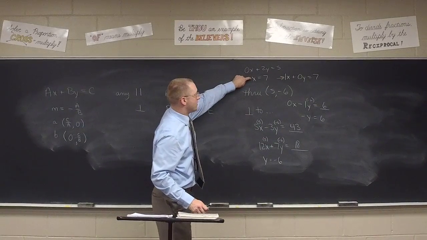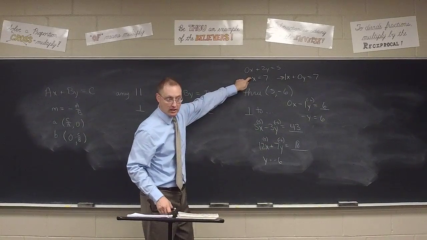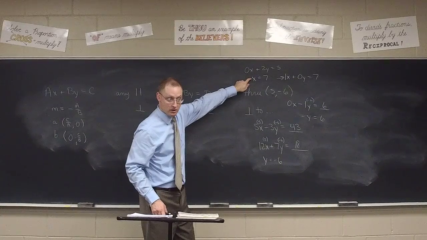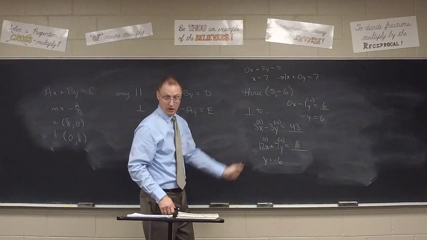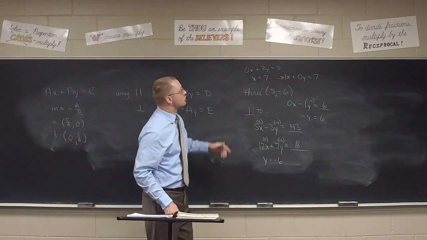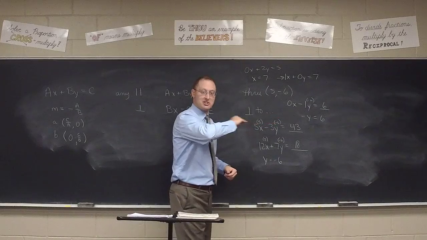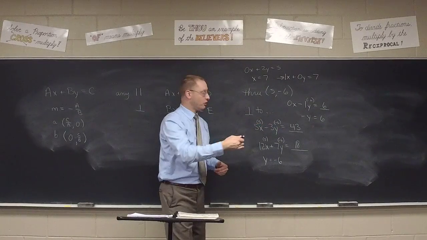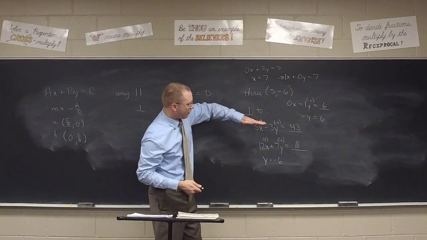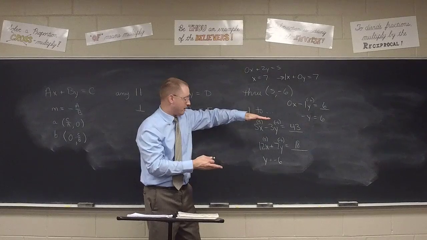x equals 7. What does that line have to look like? It's a straight up and down line, correct? Vertical line. So if it's perpendicular, it's got to be a horizontal line. Horizontal is always perpendicular to vertical. Well, the horizontal line is always the form y equals something.